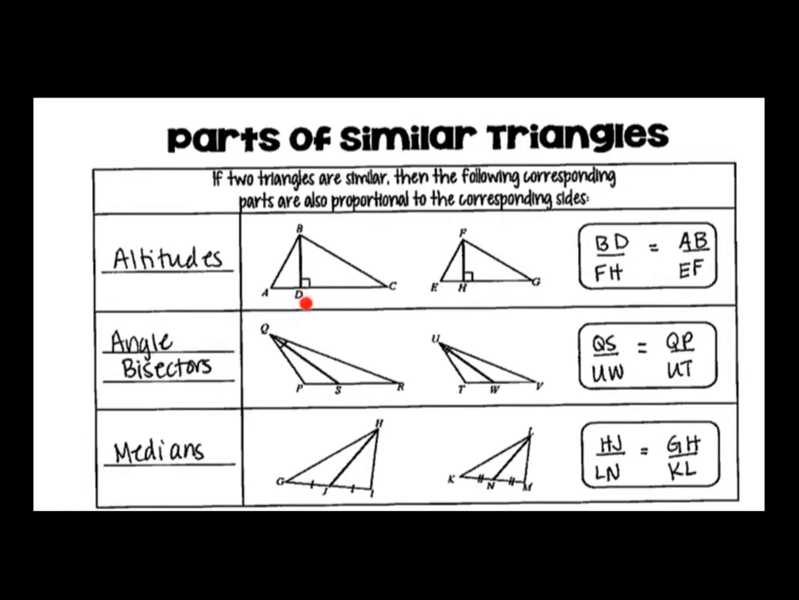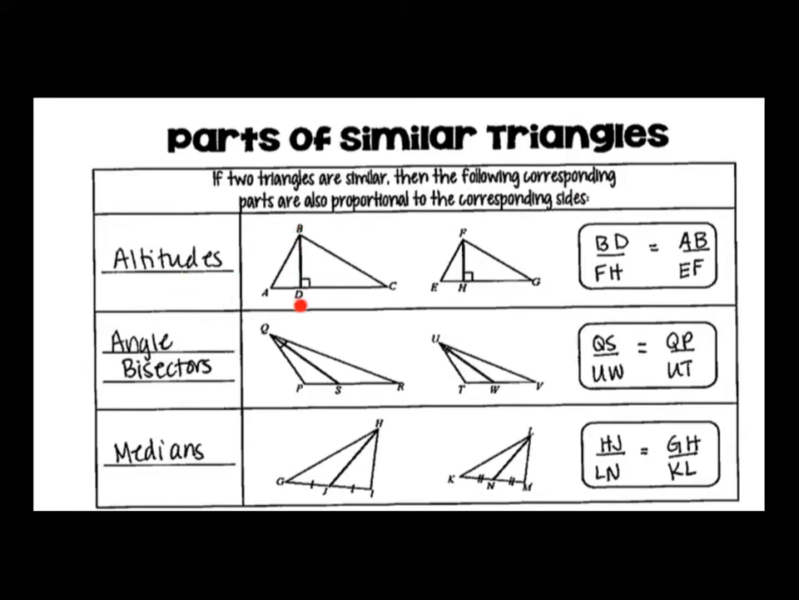Sometimes it can be in the middle, depending on the type of triangle. It could actually be the side. But what are we doing with this? If two triangles are similar, then the following corresponding parts are proportional. So if the triangles are similar, the altitudes are going to be proportional.